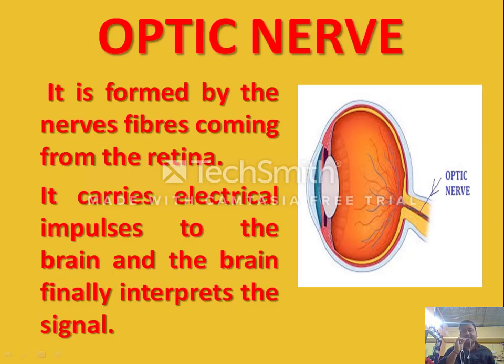Now the next component is the optic nerve. See the figure. It is formed by the nerve fibers coming from the retina. All the nerve fibers from the retina make the optic nerve. It carries electrical impulses to the brain, and the brain finally interprets the signal. When an image is formed on the retina, the light signals are converted to electrical signals by the nerve fibers, and this is carried by the optic nerve to the brain, where the signal is interpreted.